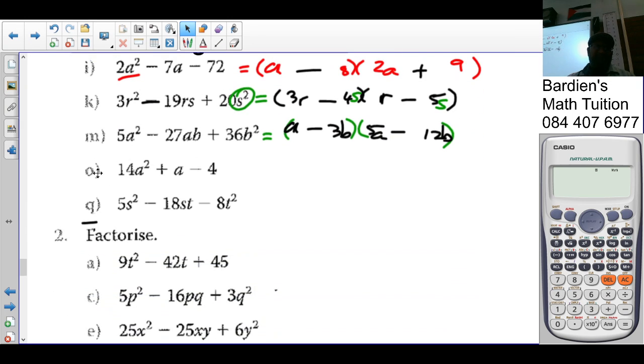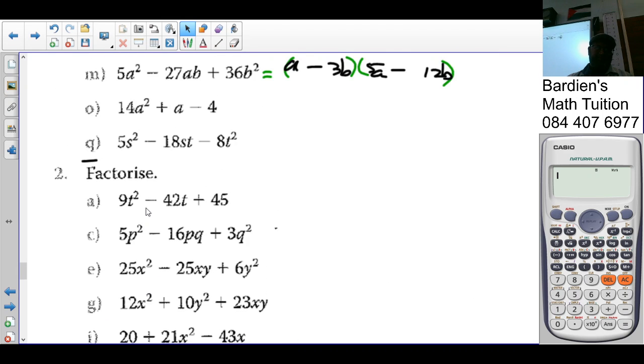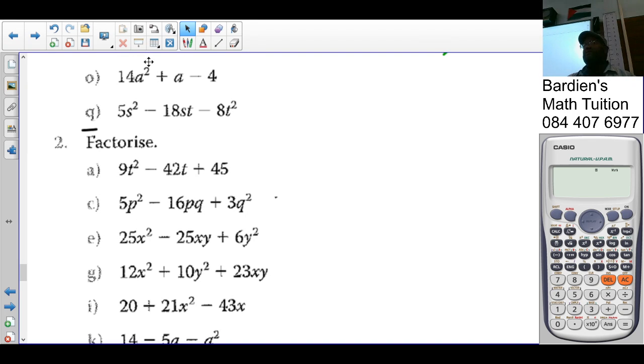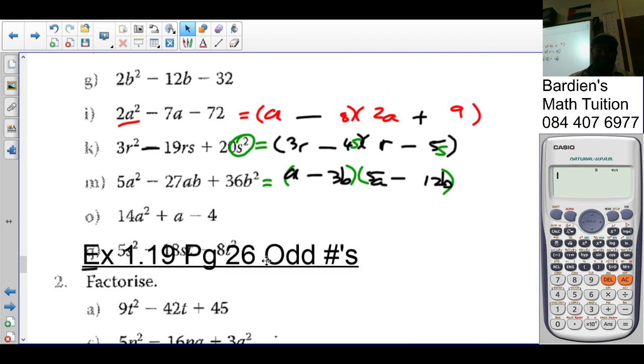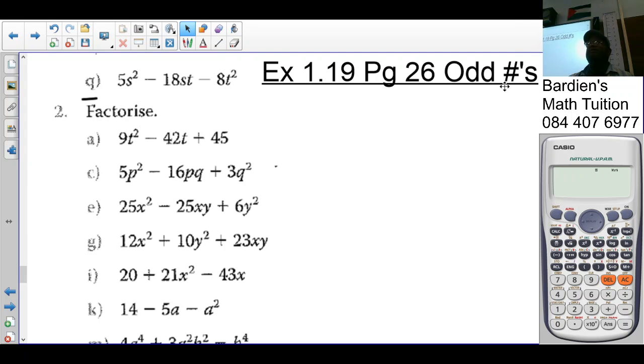The first column, I stopped at M. Then there was O and Q, and then number 2 was left. Not so? Are there any problems with the sums that are on the board at the moment? Any problems from exercise 1.19 in the first column? You all okay with 1.19 first column? Right. 1.19 second column. Any issues there?